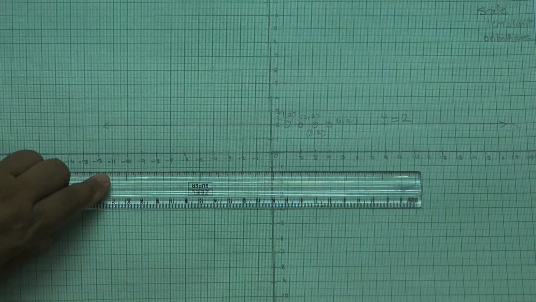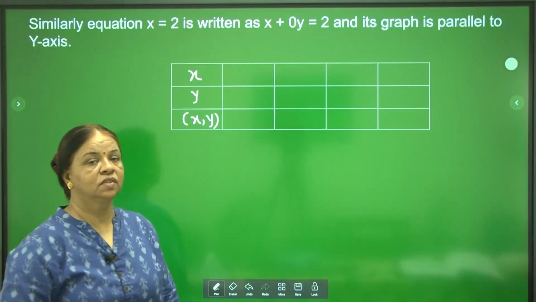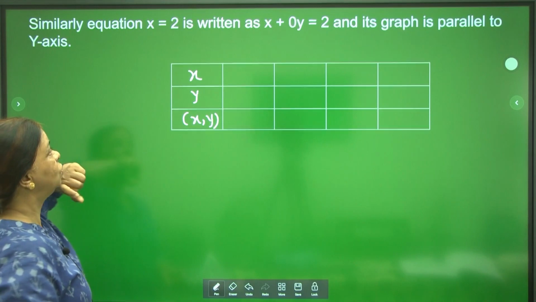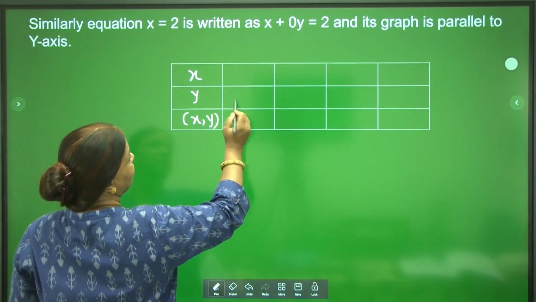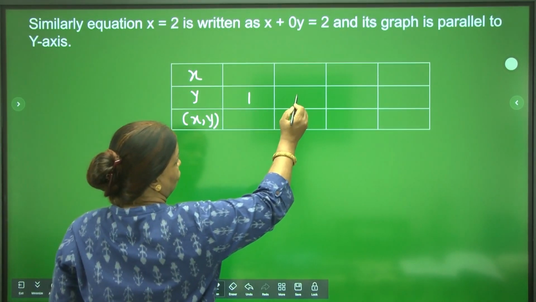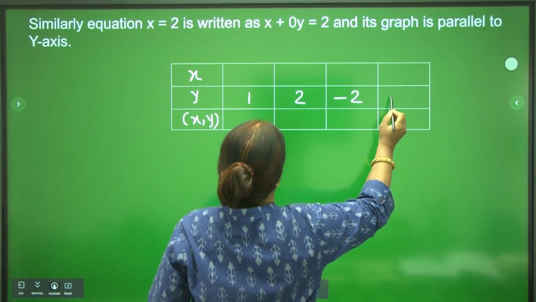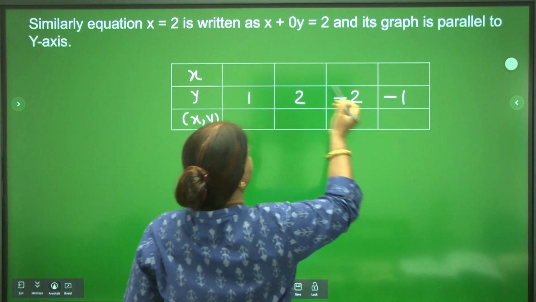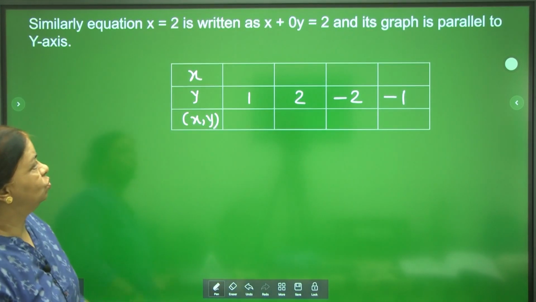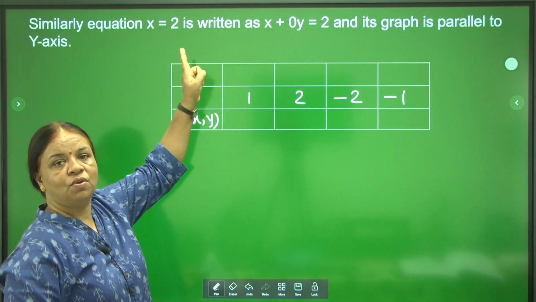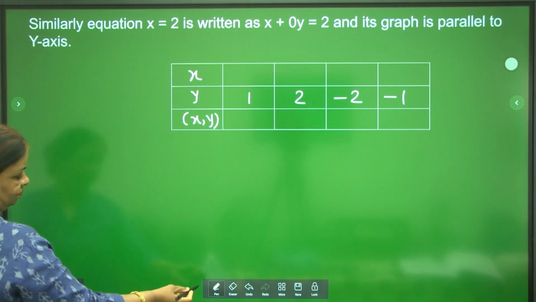Now the next line is x is equal to 2. As the equation is x is equal to 2, we will be assuming y as 1, 2, minus 2 or minus 1, and we will look for the x value. We will always get the x value as 2. Let's see it.